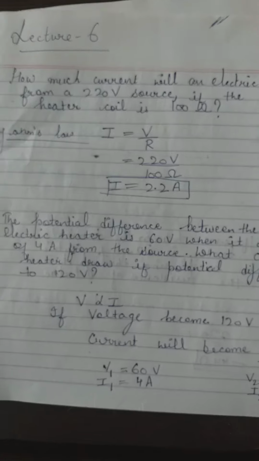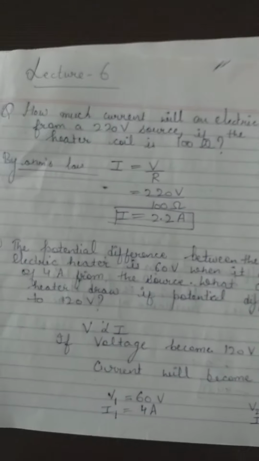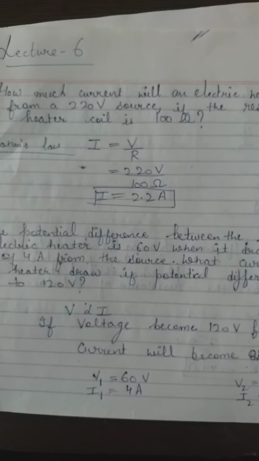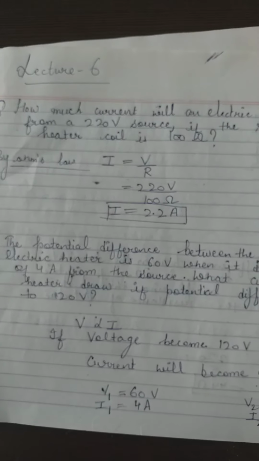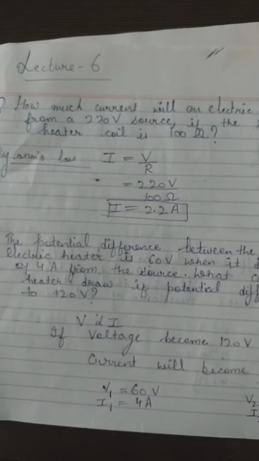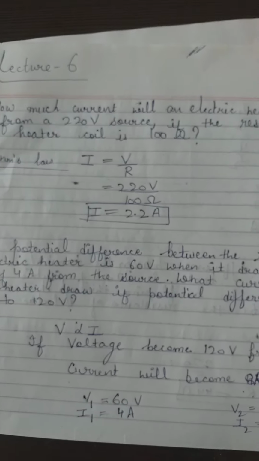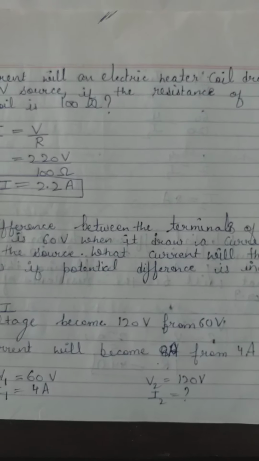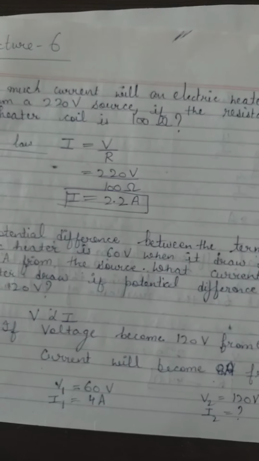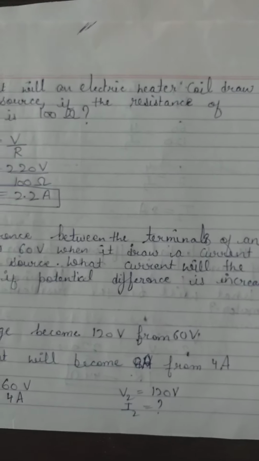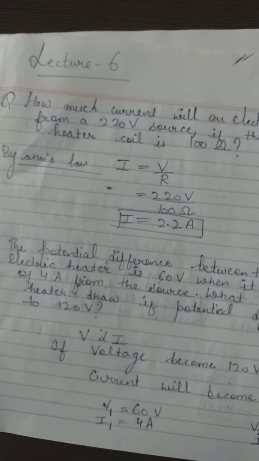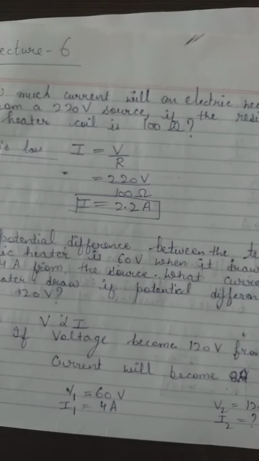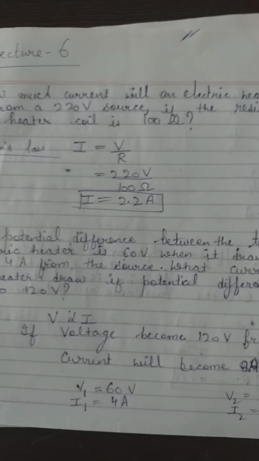According to our previous topics, we found that V is directly proportional to I, as an increase in potential difference increases current. If voltage becomes double, earlier it was 60 volt, now it becomes 120 volt, then current will definitely become double. For example, it was earlier 4 ampere, now it becomes 8 ampere. You can solve it numerically.